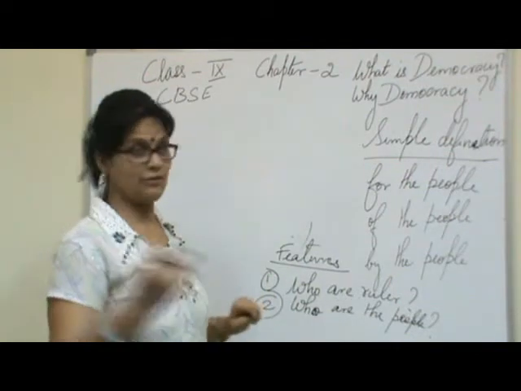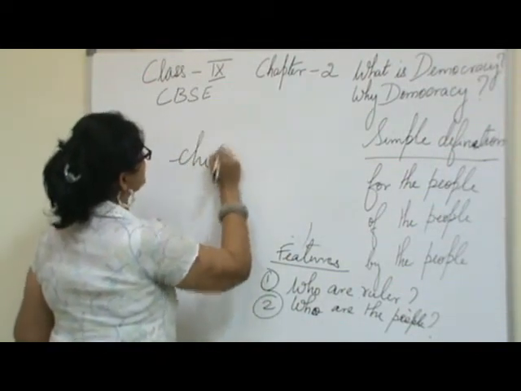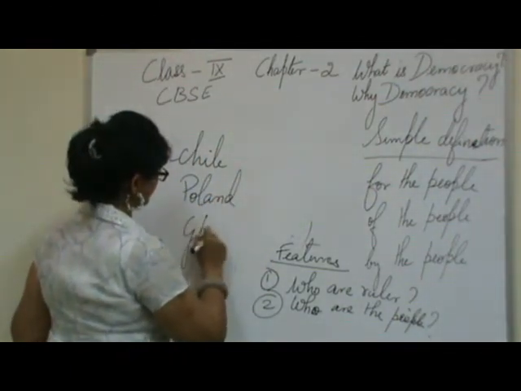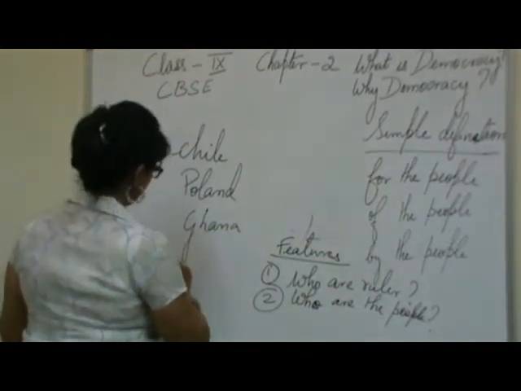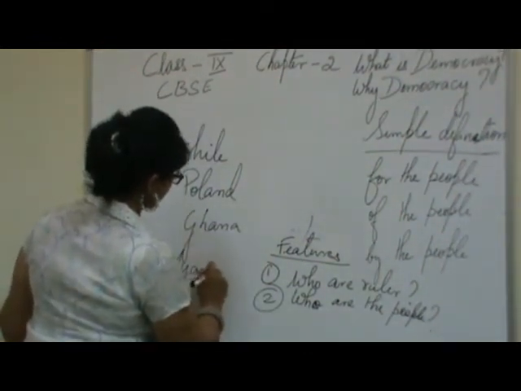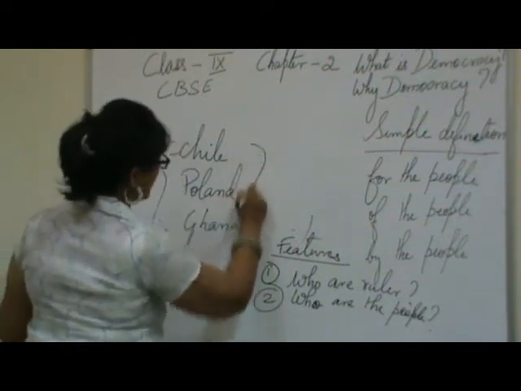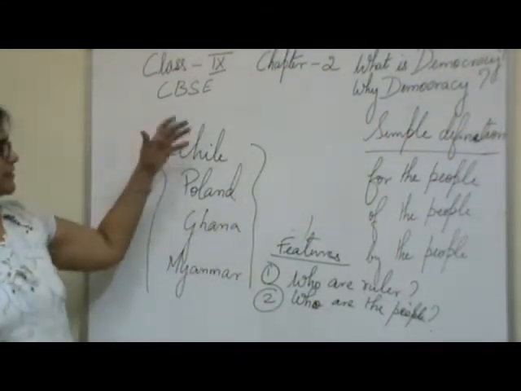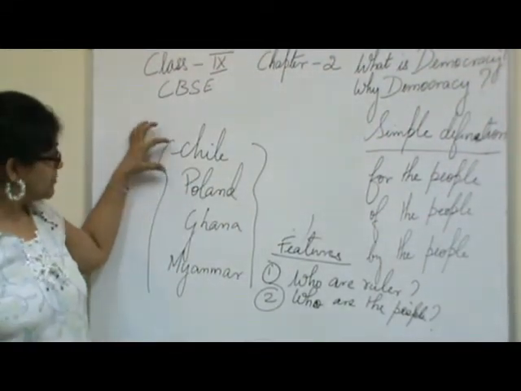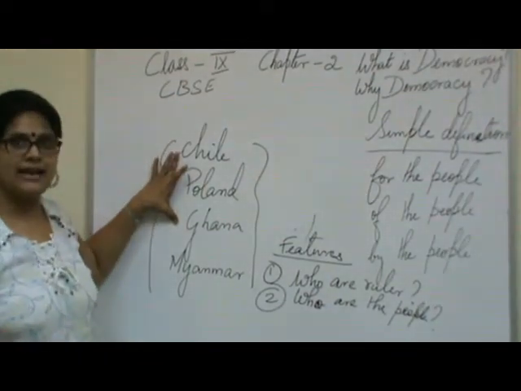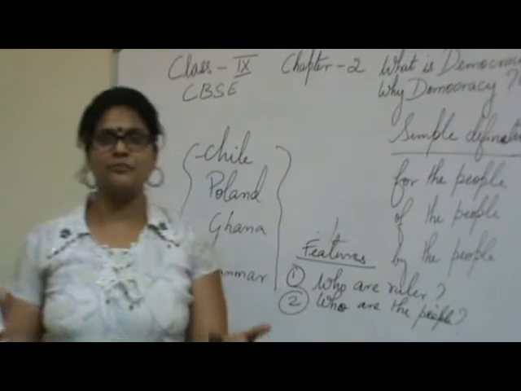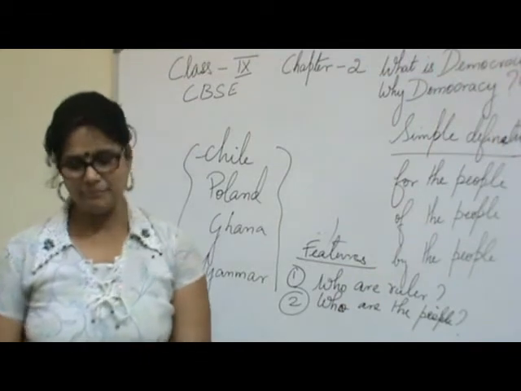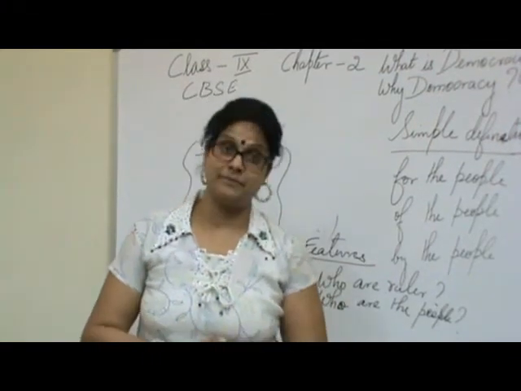These 4 countries in your syllabus are Chile, Poland, Ghana, and Myanmar. These countries can give you a very good overview of what democracy has been like over the period of time. Sometimes democracy has been in all the 3 places, but following a different set of democratic philosophy at the same time. So in Ghana, Nkrumah's government.